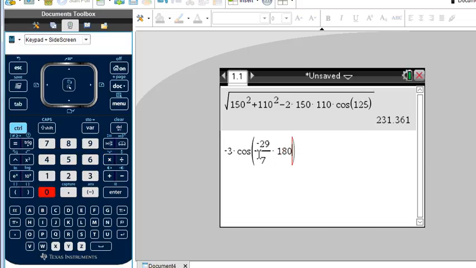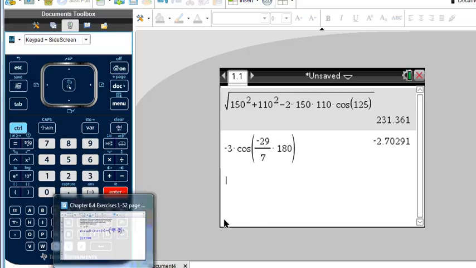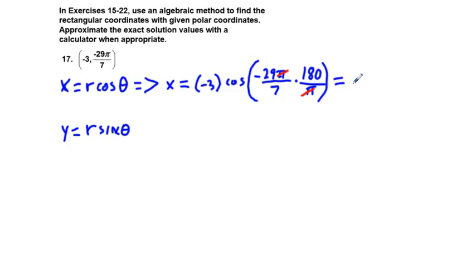Make sure our signs are all right. Okay, we have -3. Yeah, everything looks pretty good here. Let's press enter. We get, rounded to the nearest hundredth place, looks like -2.70. So that's approximate. So let's say approximately -2.70 to the hundredth place.